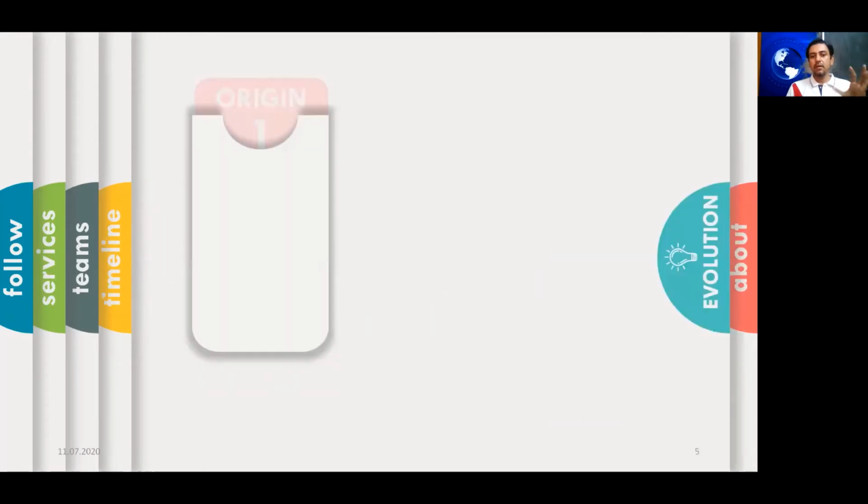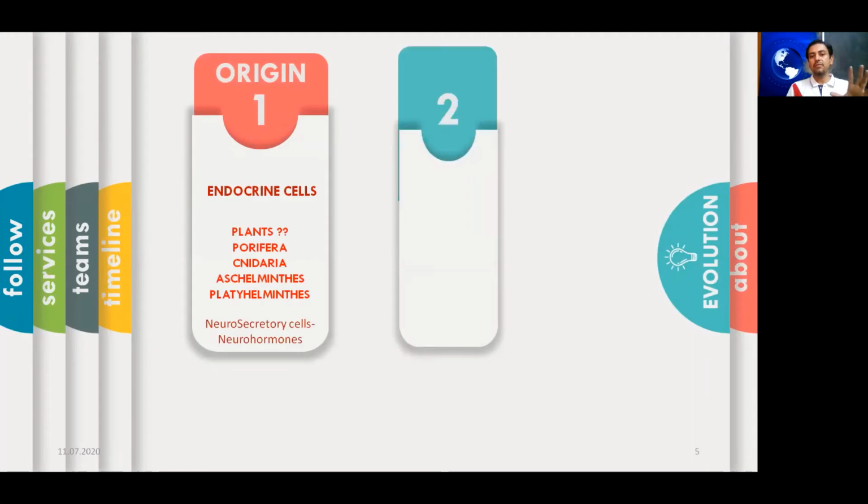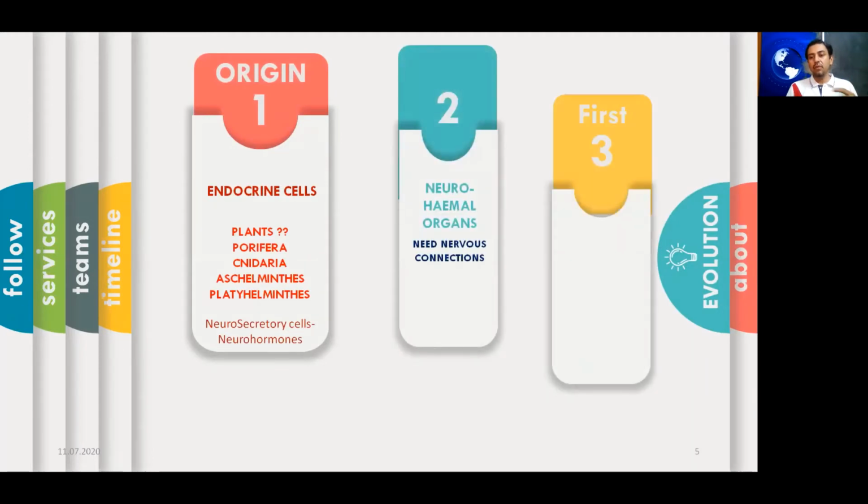Now there are some important terms which we all need to know. What is an endocrine gland? What are endocrine cells? What are neurohemal organs? What are neurosecretory cells? Are they all similar or are they different?